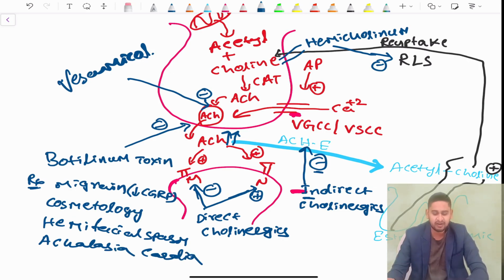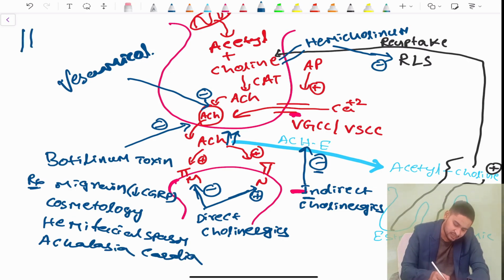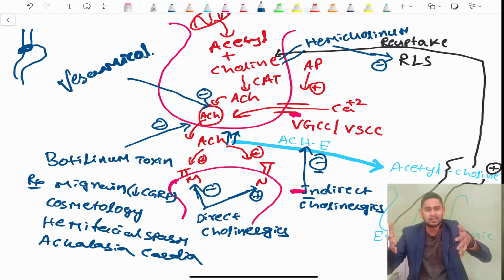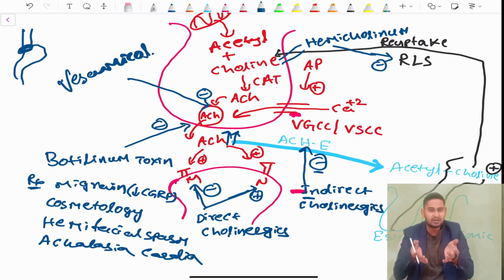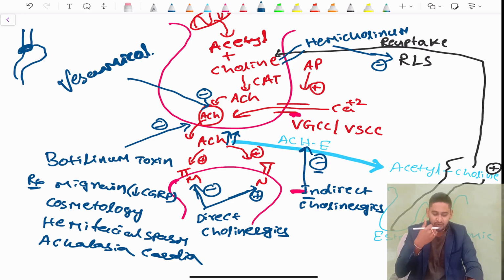In achalasia cardia, suppose this is the GIT, where this is the stomach, and this particular part is called the cardiac sphincter. This cardiac sphincter gets aggravatively contracted. This condition is called achalasia cardia, where the ingested food does not reach the stomach. In this particular condition, botulinum toxin is used for the treatment.